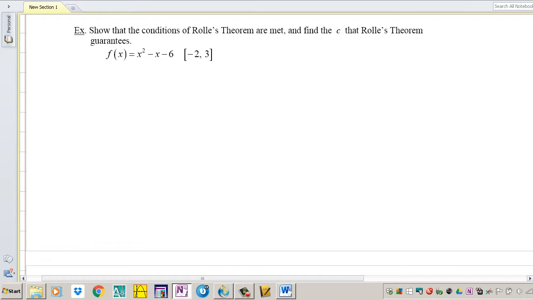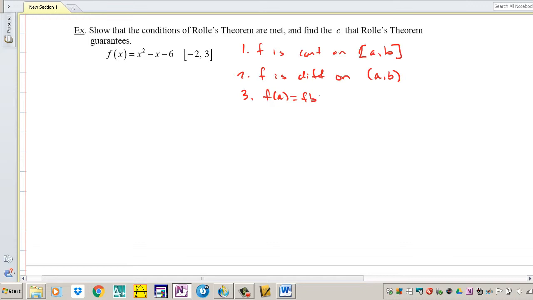So what are the conditions for Rolle's theorem? Rolle's theorem has 3 conditions. First, f is continuous on [a, b] inclusive. Second, f is differentiable on (a, b), the open interval. And third, f(a) is equal to f(b). This is my a. This is my b.